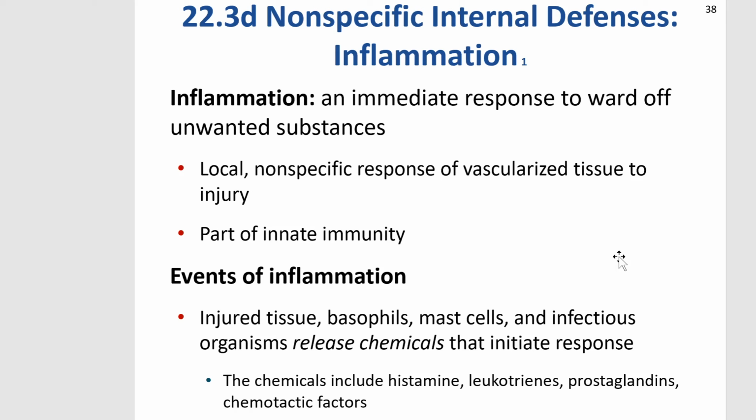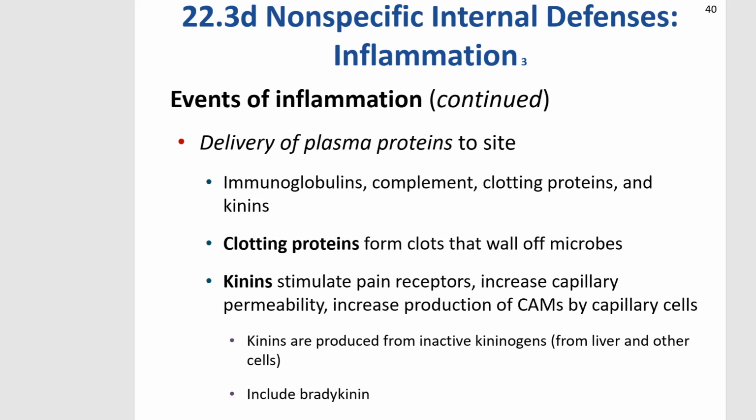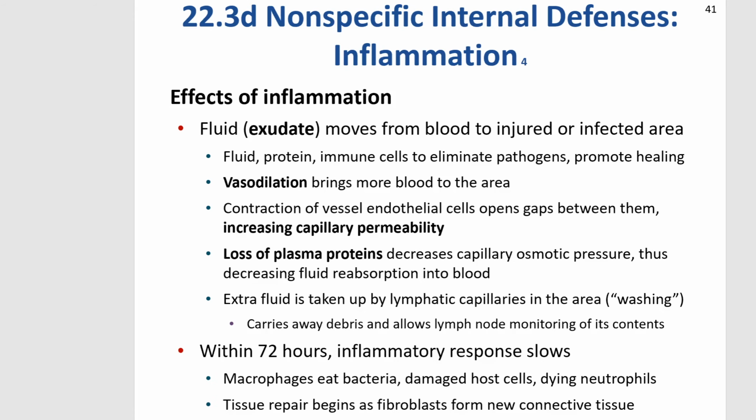So inflammation, immediate response to ward off unwanted substance, events of the inflammation, injured tissue, delivery of plasma proteins to site, clotting proteins, kinins, stimulate pain receptors, increase capillary permeability. Okay, so can cause heat. When you have infection, it gets kind of hot, that body part, or the whole body might get hot. And this is part of the whole response that is what we call inflammation. Okay, these things are all natural to happen.